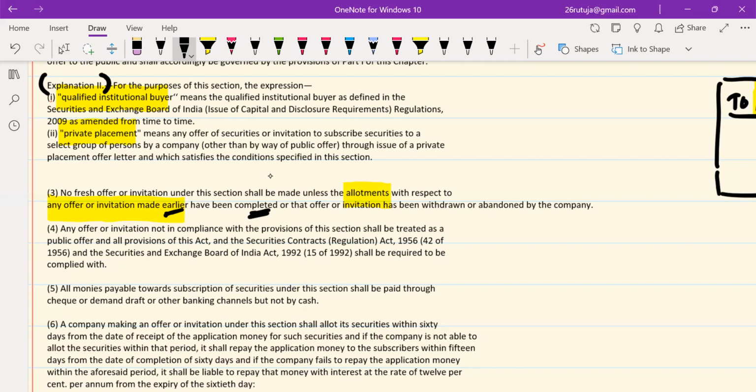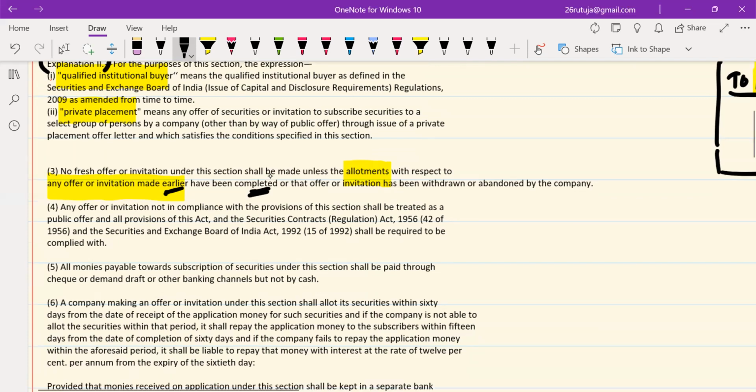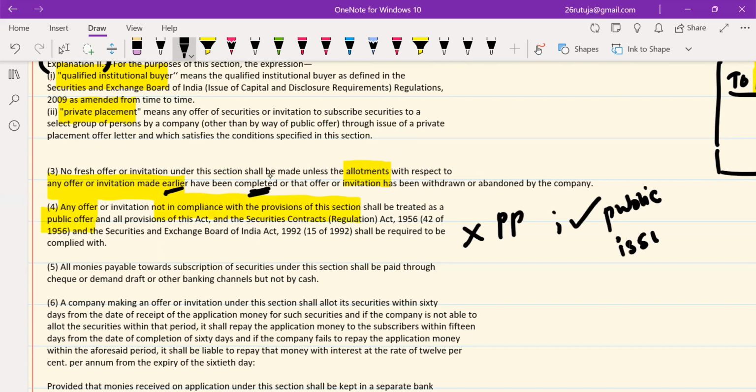Subsection 4 says that any offer which is not in compliance with the provisions of this section shall be treated as a public offer. If any of these provisions are not followed, we cannot call it private placement, and in that case, we will have to call it a public issue of securities.